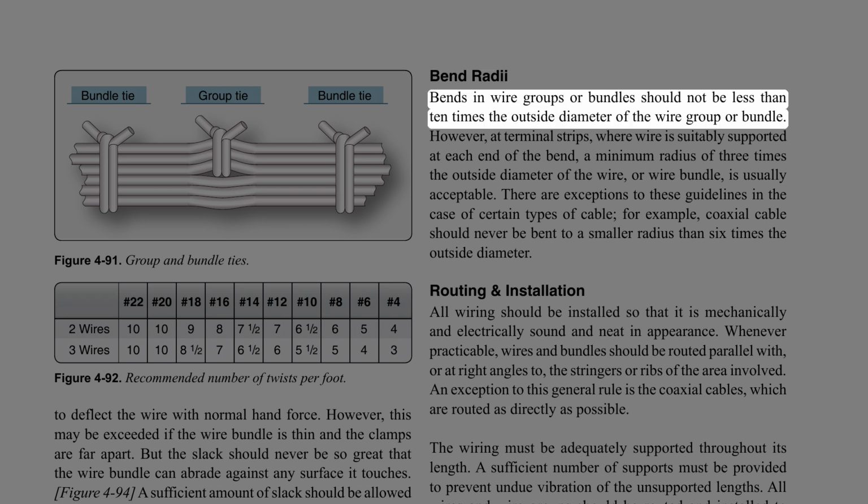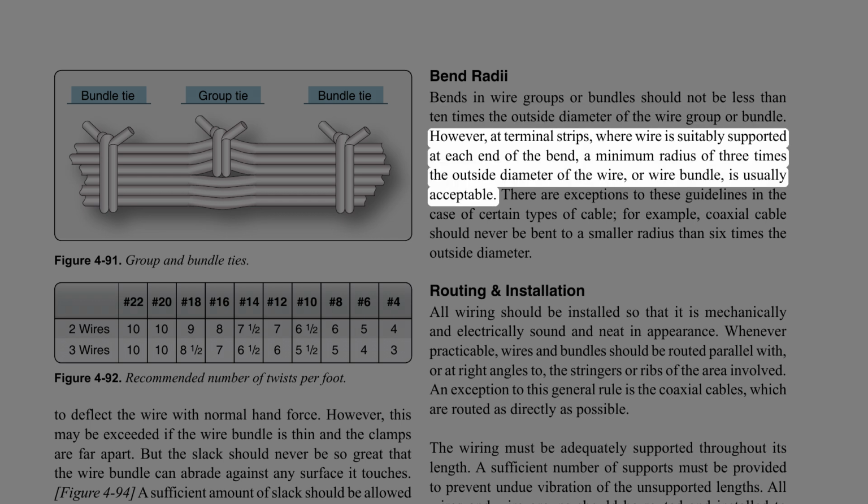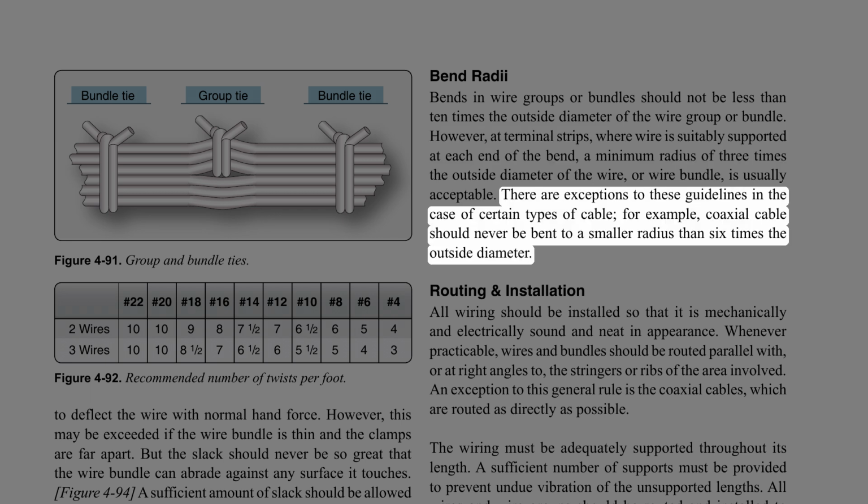Bend radii. Bends in wire groups or bundles should not be less than 10 times the outside diameter of the wire group or bundle. However, at terminal strips, where wire is suitably supported at each end of the bend, a minimum radius of 3 times the outside diameter of the wire, or wire bundle, is usually acceptable. There are exceptions to these guidelines in the case of certain types of cable. For example, coaxial cable should never be bent to a smaller radius than 6 times the outside diameter.